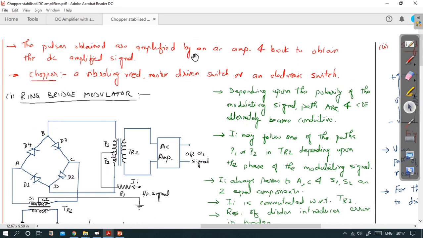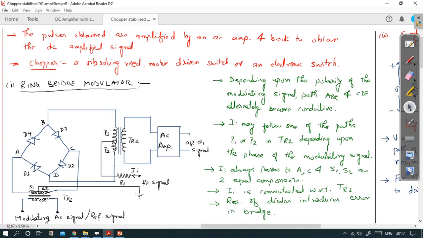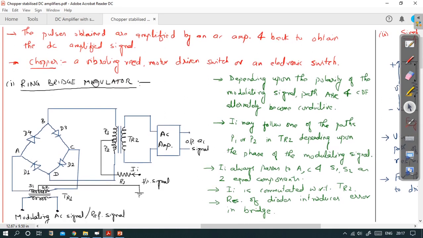The pulses obtained are amplified by an AC amplifier and converted back to obtain the DC amplified signal. Okay, this is the thing, right? And the chopper can be a vibrating reed, a motor driven switch or an electronic switch. So basically it will be a switch, and the switch can be a mechanical switch or an electronic switch. Let's see one such amplifier, called a ring bridge modulator, and let's see the operation of this particular circuit.